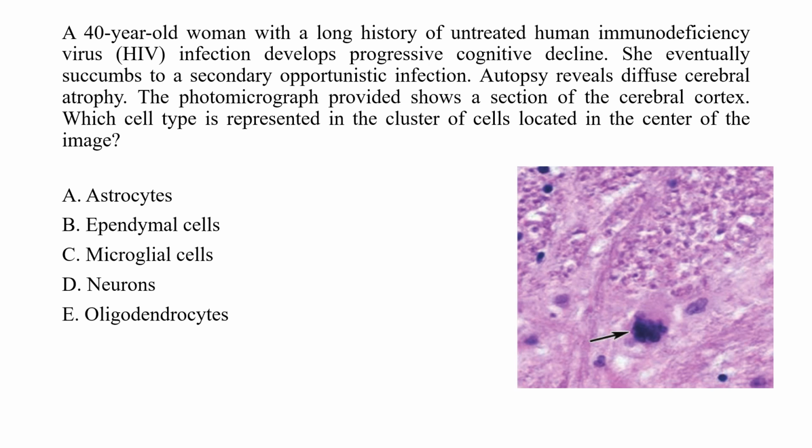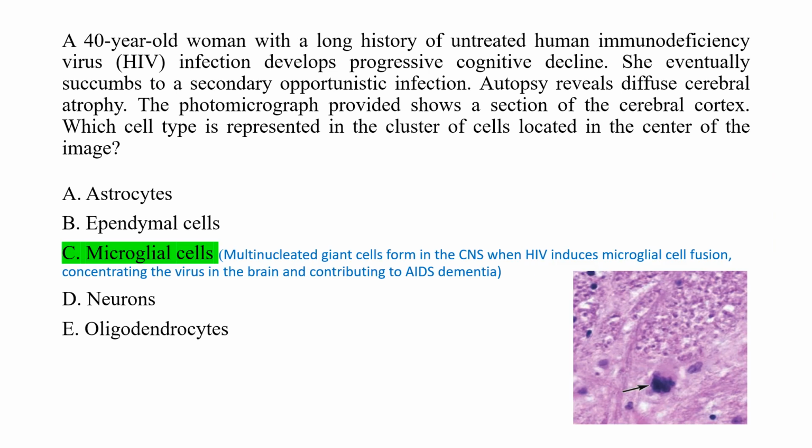Now, the options given here are A. Astrocytes, B. Ependymal cells, C. Microglial cells, D. Neurons, E. Oligodendrocytes. In here, the correct option would be C, microglial cells.